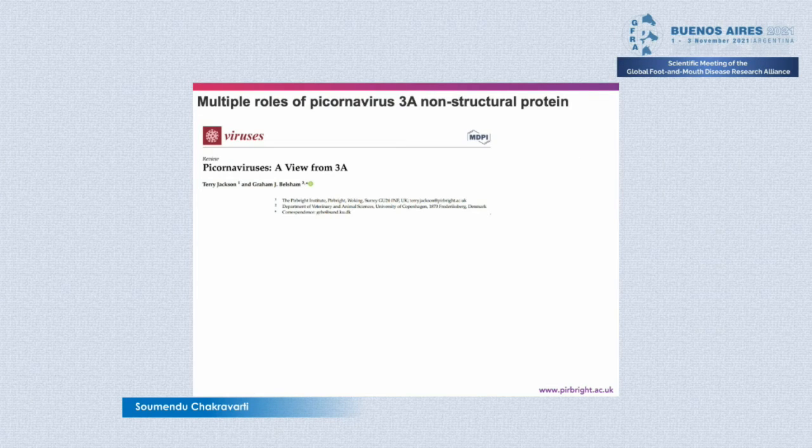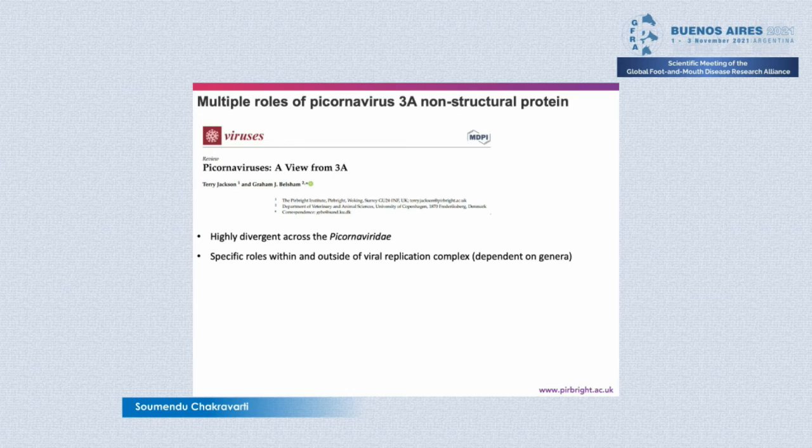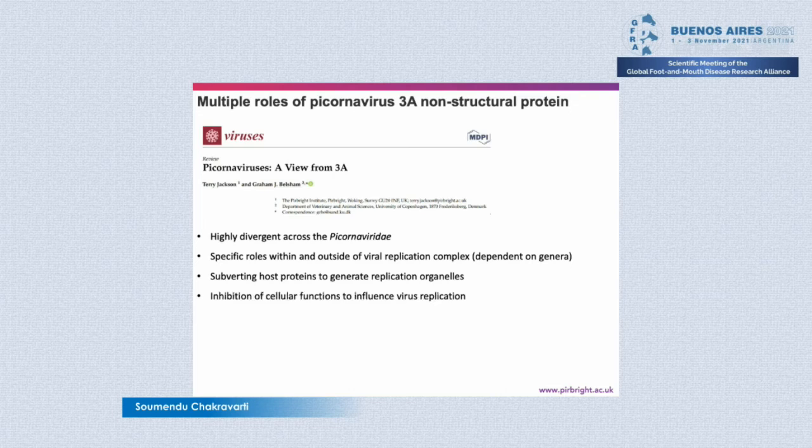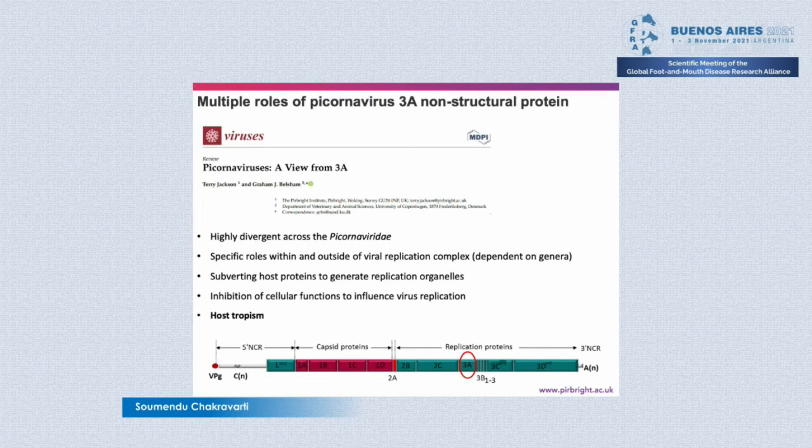Coming to the picornavirus 3A non-structural protein, it is highly divergent across all the picornavirus genera. It is important in the formation of the replication complex. It also enables cellular functions to promote virus replication. But we are especially interested in how the 3A protein influences host tropism. Previously, it has been seen that mutations within this 3A protein have been associated with host tropism.